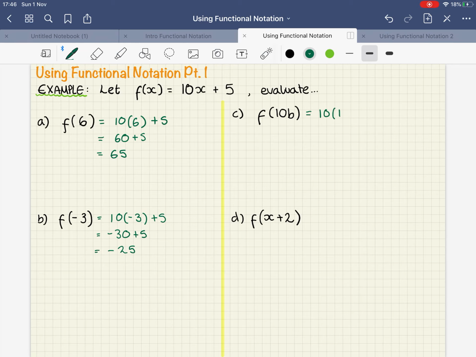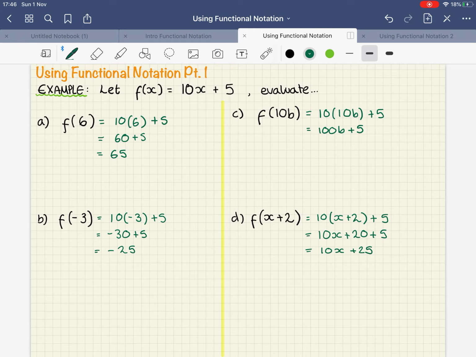I want to have that 10b where the x is. So 10 times the 10b is going to be 100b plus 5. Can't simplify that, so that stays as is. And then last one, even though this is like a group of things, again, I can put it exactly where the x is, but just put it in brackets still. So I've got that x plus 2 plus 5. So it's going to be 10x plus 20 plus 5, which is just going to give me 10x plus 25.